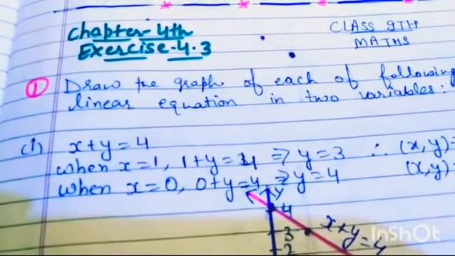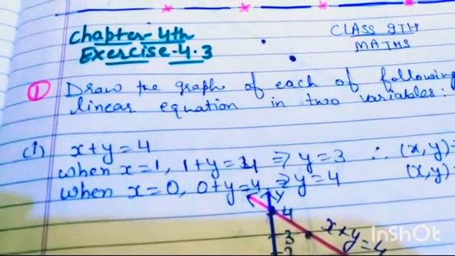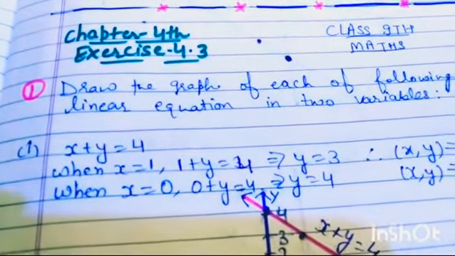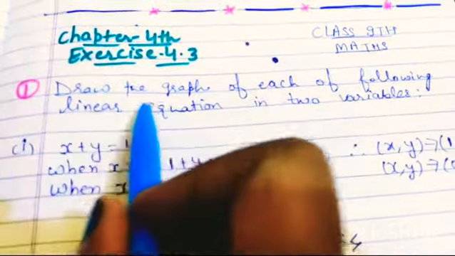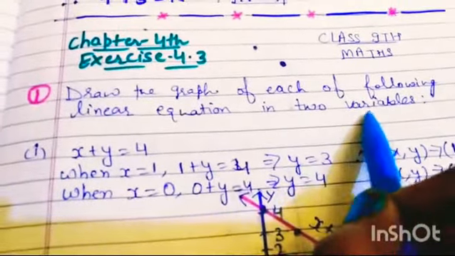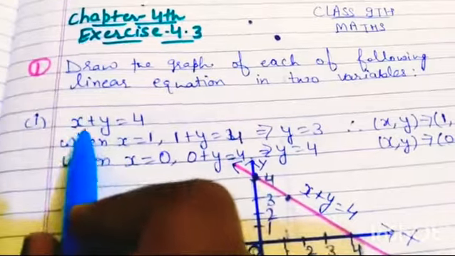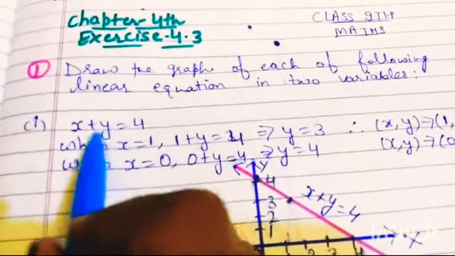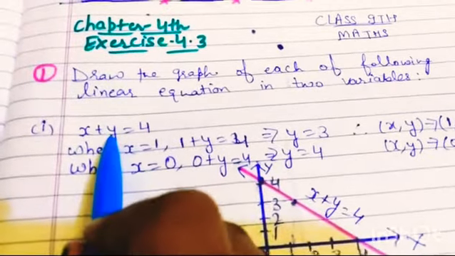Hello students, in this video we will do question number 1 of exercise 4.3, class 9th maths. Its first question statement is: draw the graph of each of the following linear equations in two variables. The first equation is x plus y equal to 4. This is a linear equation in two variables, one is x and the second is y.